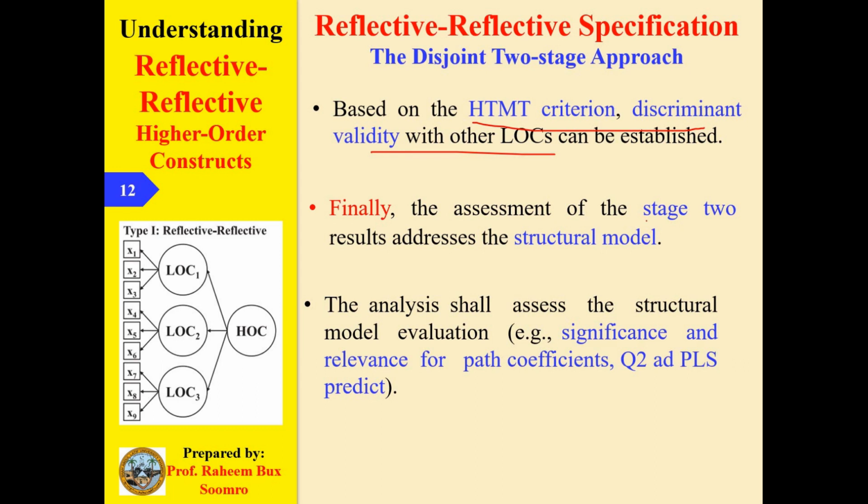And finally, we have to work on the structural model. As I already told you, there are two models, the structural model and the measurement model. So in the structural model, what do we have to check? We have to check the significance of the relevant paths, Q square and PLS predict. These things we measure as part of the structural model.